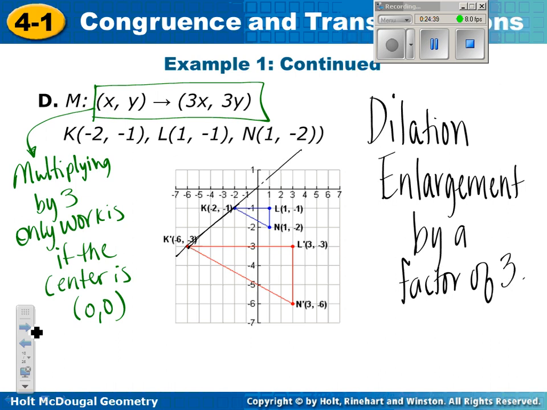Then pick another coordinate, L prime, connect it to its pre-image L, and then look to see where they cross. These two crossed at the origin, so I know this is my center. If your center's not at the origin, when you draw the lines, it'll cross somewhere other than 0, 0. So prime to pre-image, draw the lines, see where they cross. It gives you your center every single time, because what's happening is you're enlarging it from that point, or you're reducing it down to that point. Everybody with me? Okay. Questions?